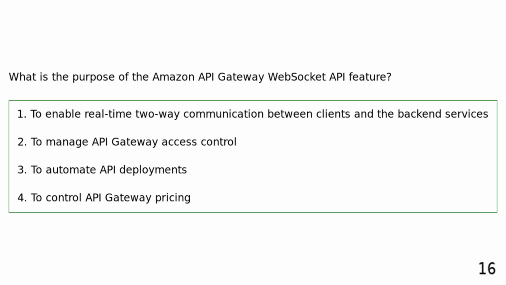What is the purpose of the Amazon API Gateway WebSocket API feature? To enable real-time two-way communication between clients and the back-end services. To manage API Gateway access control. To automate API deployments. To control API Gateway pricing.